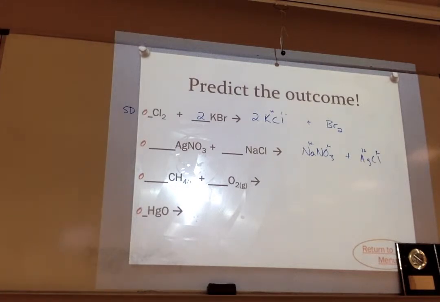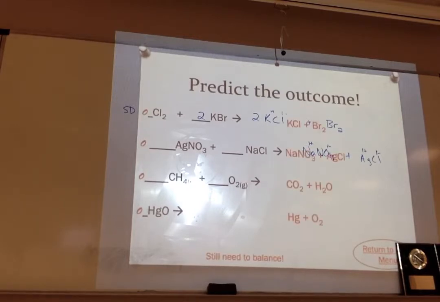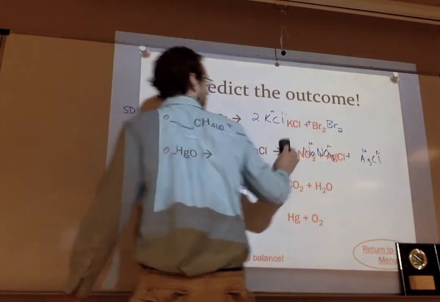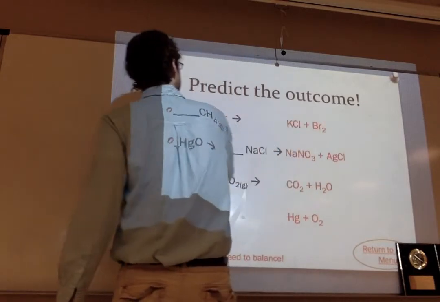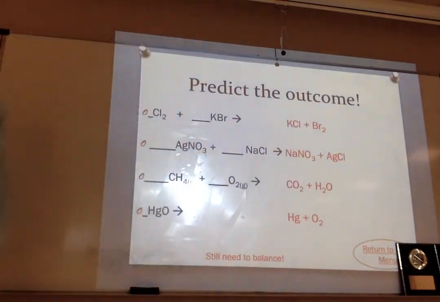What are your products for the next one? CO2 and H2O. Always. And what's the only thing this last one can do? Decompose, separate. So you'll have mercury. Is that diatomic? Hg? Oh, so just Hg. But oxygen is diatomic, so you have O2. I did not balance those, so you need to go back and balance them after you get those products in there.